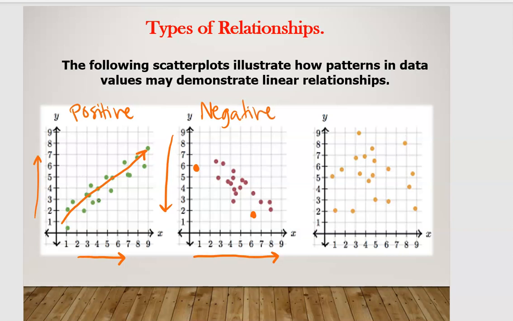In this last graph, I can't really say anything about it. As x is going to the right, y is kind of going all over the place. We can't really make any predictions. So this would have no correlation at all. They're just kind of random dots put together, and some things just aren't correlated. You might have a graph that you can't make any predictions off of, which is perfectly fine as well.